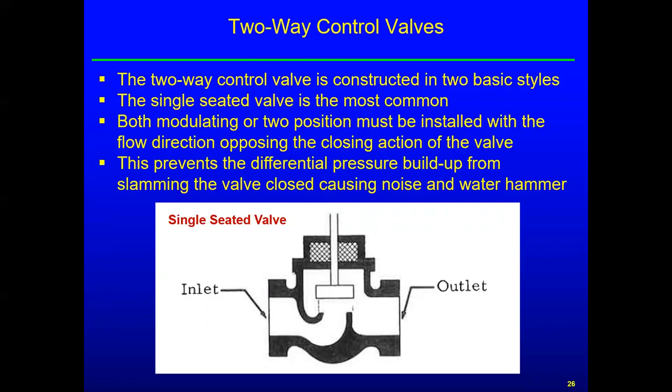They're installed with the flow direction opposing the closing action of the valve. So you don't want to get these things installed backwards, because then the inlet flow is trying to slam the valve shut and it doesn't work so well. They all have little arrows on them. So if you're out in the field, you need to know where the pump is, what direction the flow is going, and check the little arrows and make sure that the flow is going the right direction, or you're going to have some banging in the system as these control valves get slammed shut by the flow.